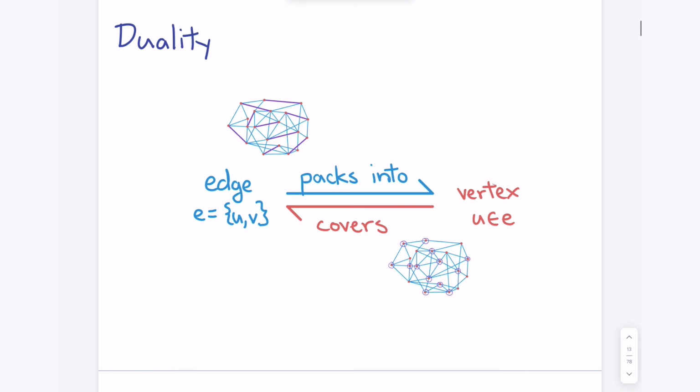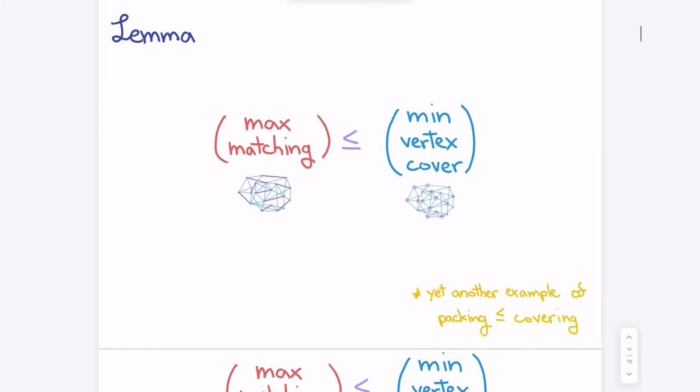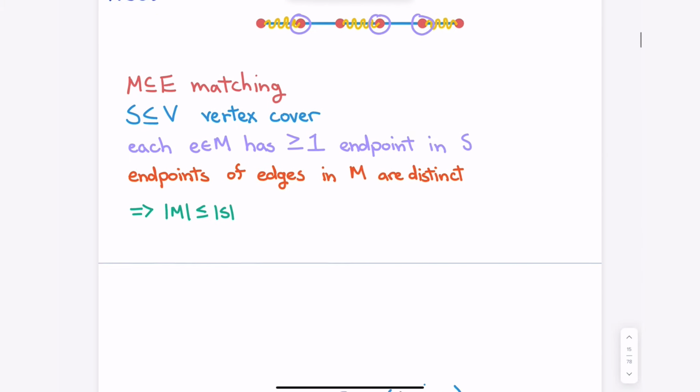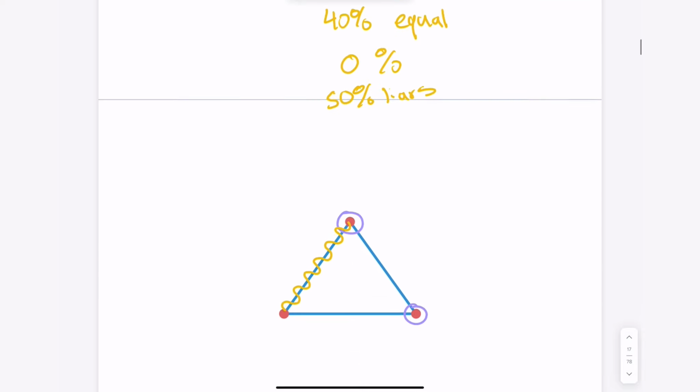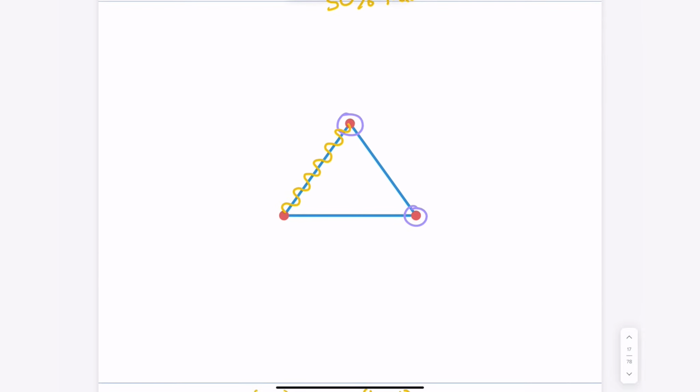Here's an example we did. You can have edges packing into the vertices or vertices covering the edges, just like packing and covering paths. So unlike last time, although maximum matching is always less than or equal to minimum vertex cover from duality, they're not always equal. So in this simple three-edge graph, you can only take one edge in any matching, but you need to take two corners in any vertex cover. So these values are not always equal for all problems.